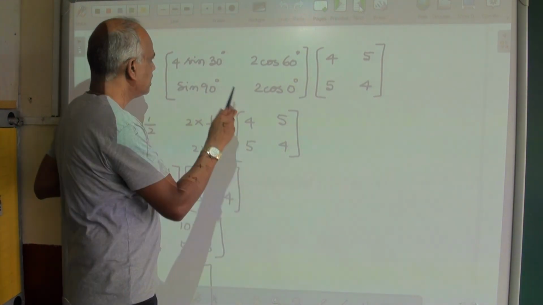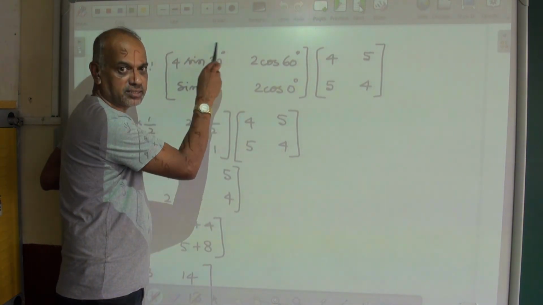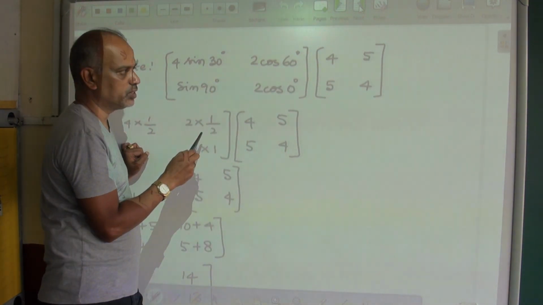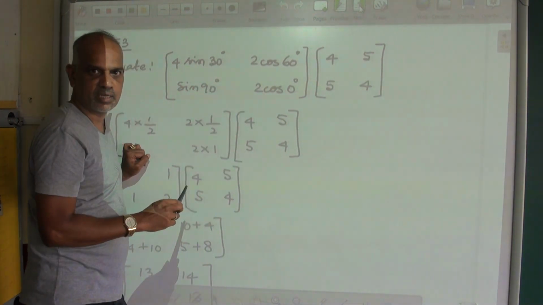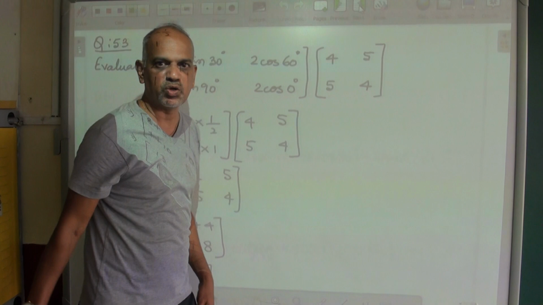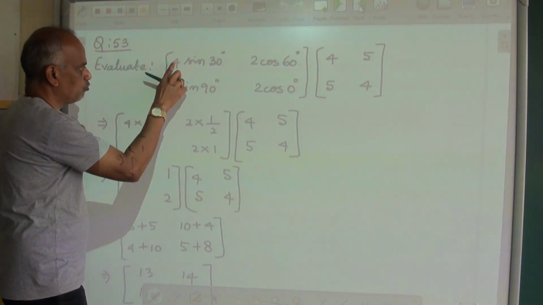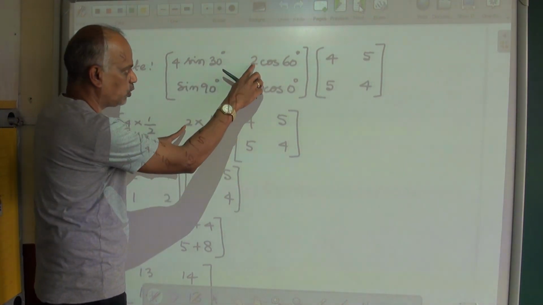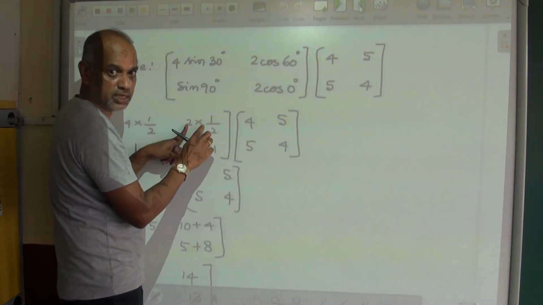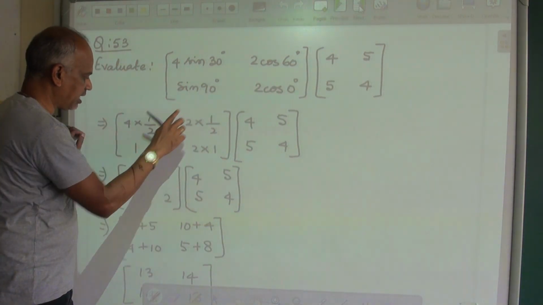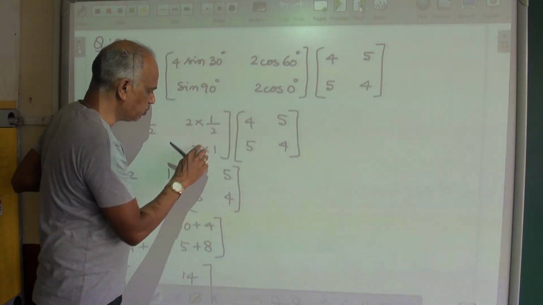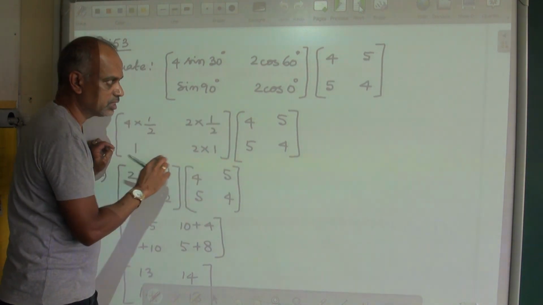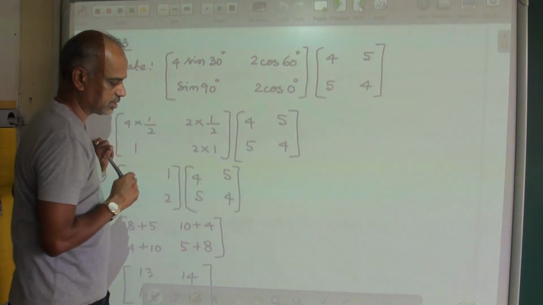So what you will do is substitute these, that is sine 30's value, cos 60's value, sine 90's value and cos 0's value first. Simplify them and then lastly you can multiply. So 4 into sine 30 is half. Then 2 into cos 60 is also half. Sine 90's value is 1. And 2 into cos 0's value is also 1. That's done. You put the values into the matrix.